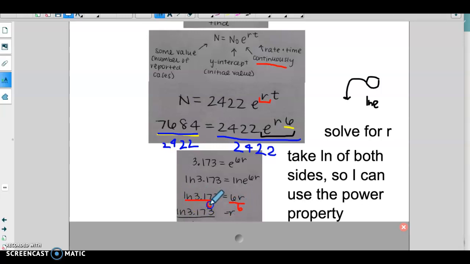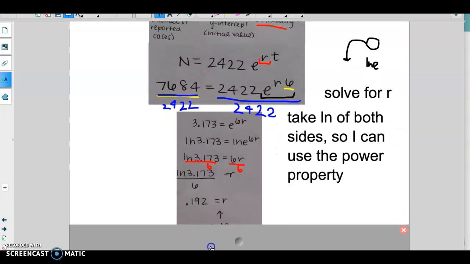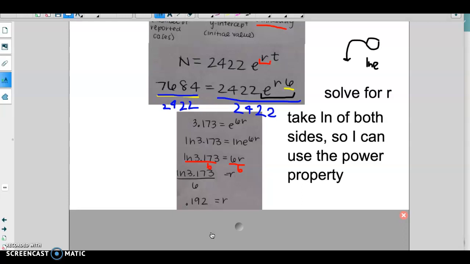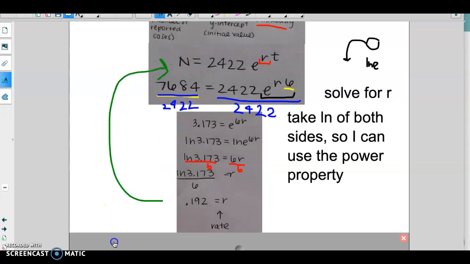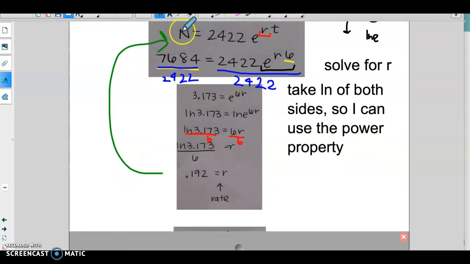And then you're going to type that whole entire thing right into a calculator. And you're going to get about, again, round to 3 decimal places, 0.192. There's my r. So now I can go back to my original equation and write my 2 most important numbers in it. Let's move this up. N equals 2,422 e to the 0.192 times t. This is an equation for the MRSA cases that have been rising in England and Wales. This is the formula that could be used. So now I can go ahead and plug in any value of t to figure out the number of cases.